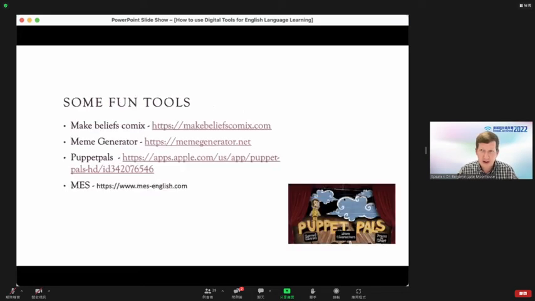Here are some fun tools that I wanted to share with you. One is Make Beliefs Comix, which can help us make comic strips. Meme Generator can help us make memes. Puppet Pals can help us make little skits that we can perform. And ESL resources can give us lots of resources for learning, like word searches and crosswords. So there are some useful tools here.